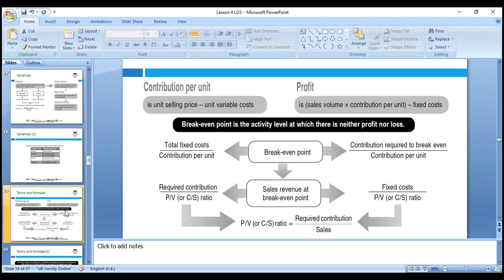Okay. Then we discussed contribution last lesson as well. Selling price minus variable cost is called contribution. Sales volume times the contribution minus fixed cost, we can calculate the profit.